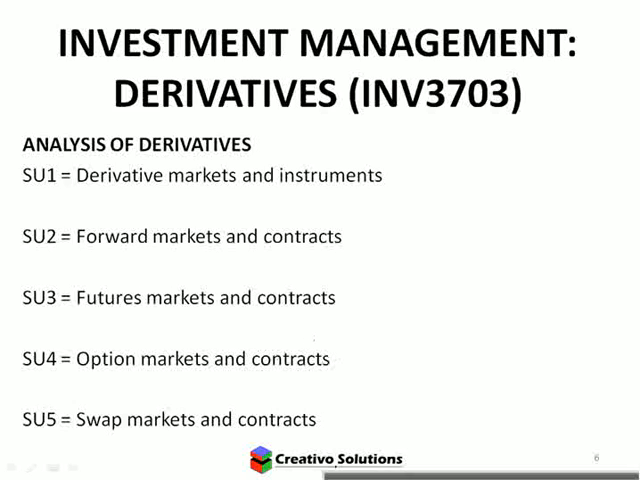Study unit 1 is looking at the market, looking at different instruments. Then we take it further, and look at each instrument in more detail. Study unit 2 is looking at forward contracts. Study unit 3 is looking at futures. The one is over the counter, the one is exchange traded. And then study unit 4 is the options.